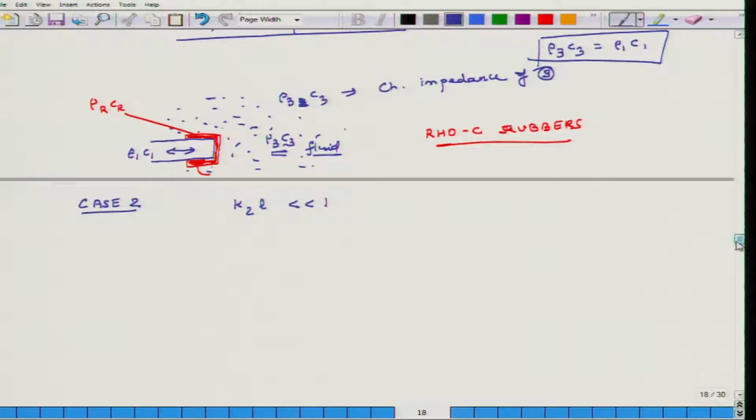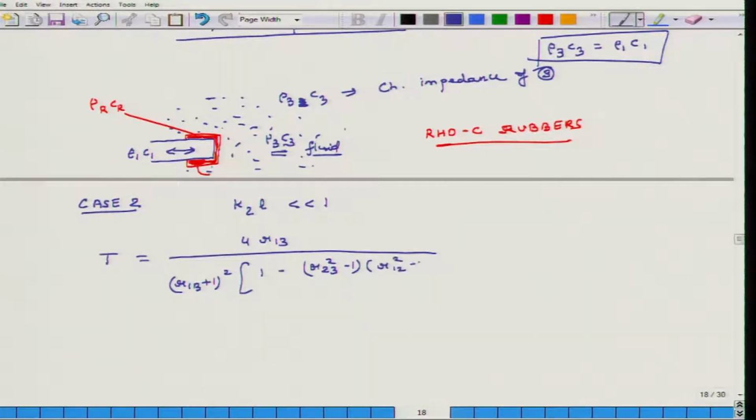Where does K2L come from? First we will write down the expression for T one more time. T equals 4 R13 divided by (R13 plus 1) whole square, times 1 minus (R23 square minus 1)(R12 square minus 1) divided by (R13 plus 1) whole square, sin square K2L. So, K2L is coming in this term.